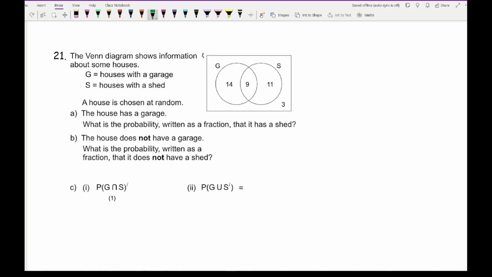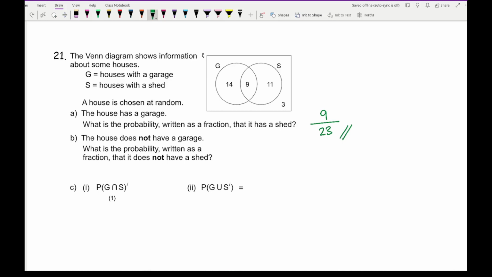So we know it's got a garage. So our total is going to be 14 plus 9, which is 23. And out of those 23, how many have a shed? Well, that's going to be 9, and I can't simplify that, so that there is my final answer.